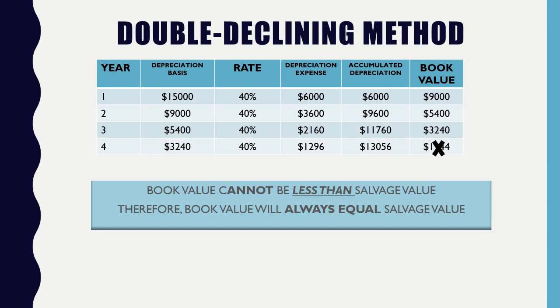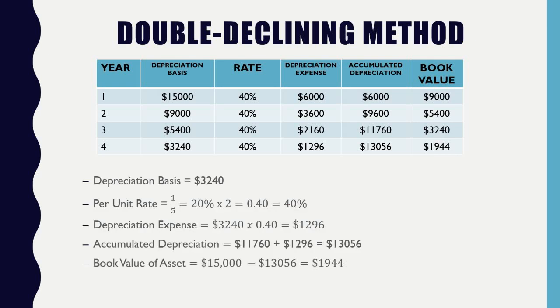Once we reach the 4th year, notice this. We've calculated the amount to the point where my book value has reached 1,944. Now, if we remember our rule of thumb, your book value cannot fall below salvage value. In this case, how much is your salvage value?